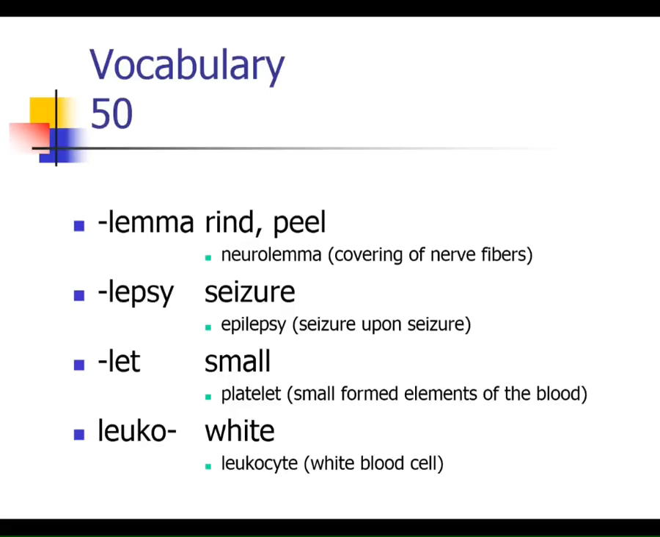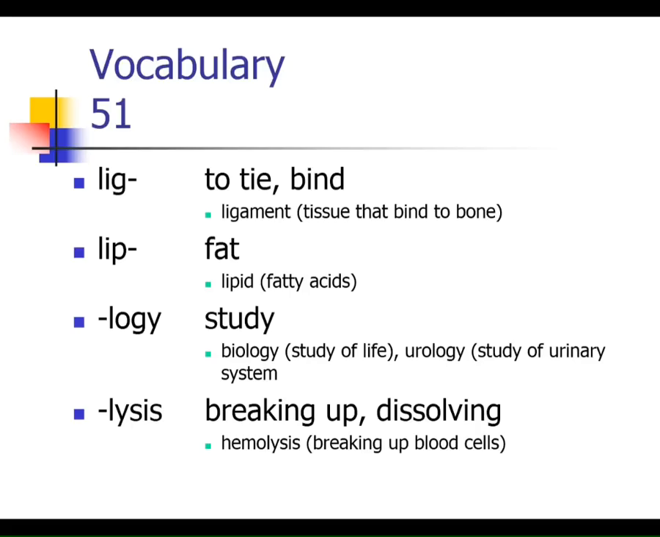Leuco means white. Your white blood cells are also your leukocytes. And I think I've got this term twice in the mix, so it must be an important one. I think you'll find leuco labeled in here twice. Lig. You know that a ligament is something that binds a bone to another bone, right? So what kind of connective tissue forms ligaments and tendons? Dense regular, right? Dense regular connective tissue.